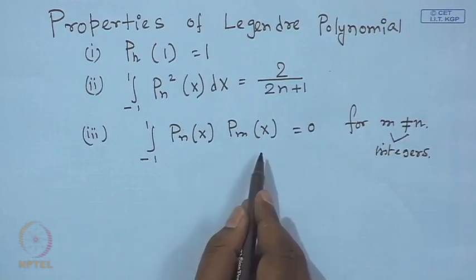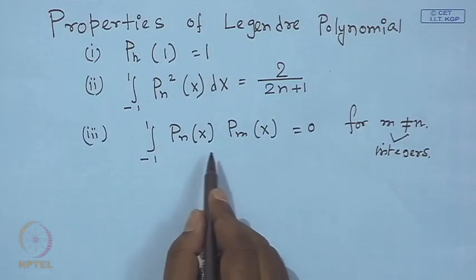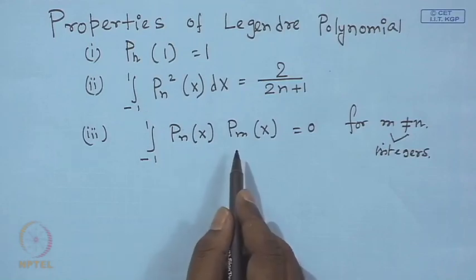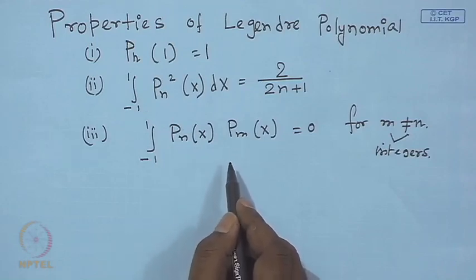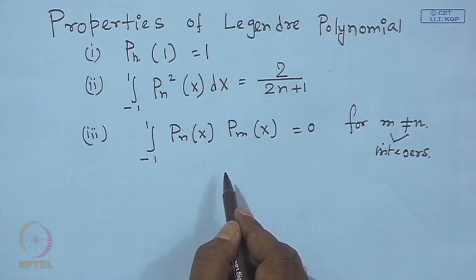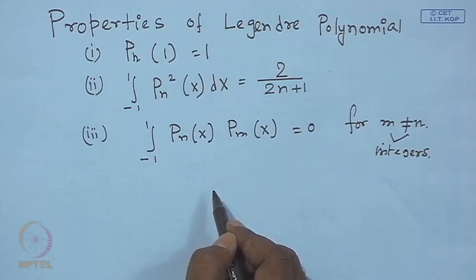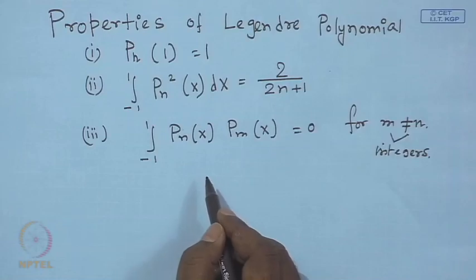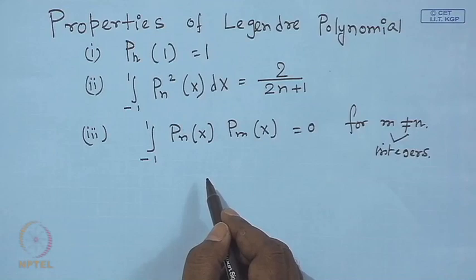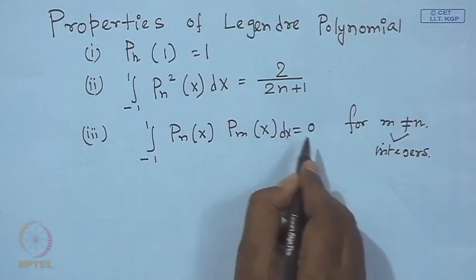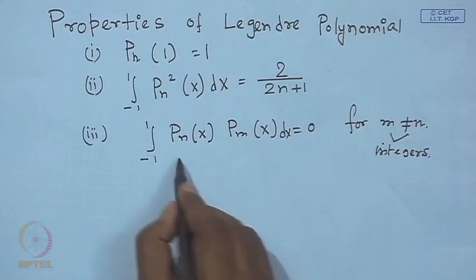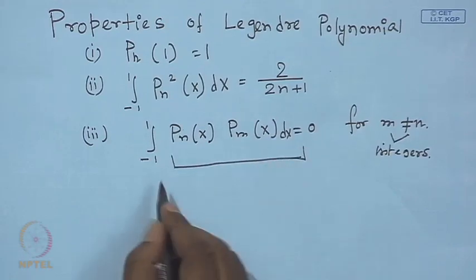So, this is also known as the orthogonal property. If you remember, the inner product as we have defined earlier, for two vectors, we found that the inner product between the two vectors will be equal to 0. In case of a continuous function, the inner product is replaced by an integration. So, the integration of P n x multiplied by P m x dx will be equal to 0. Therefore, this is also known as the orthogonality condition.